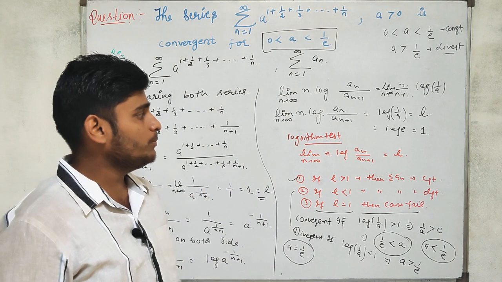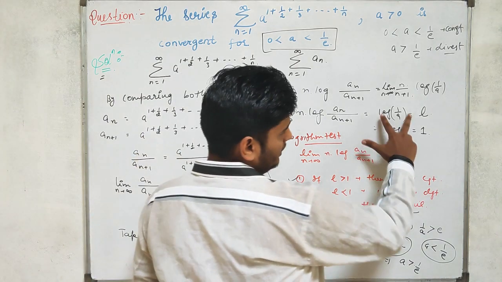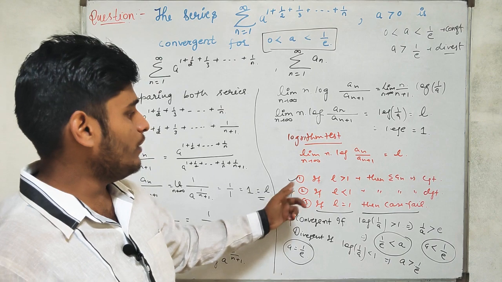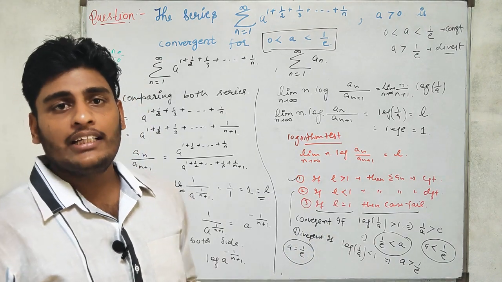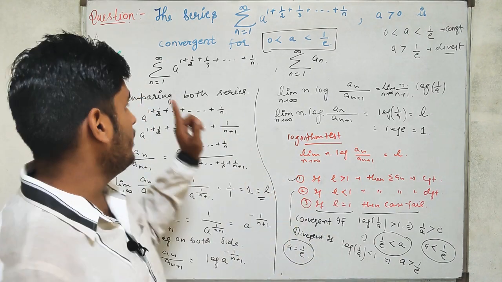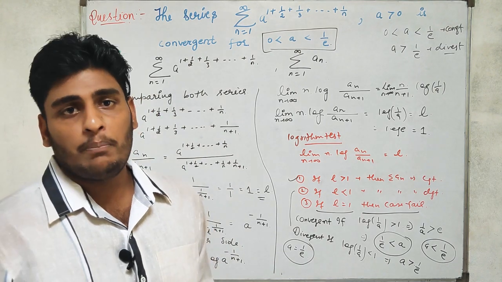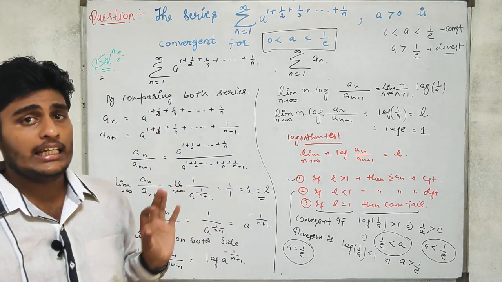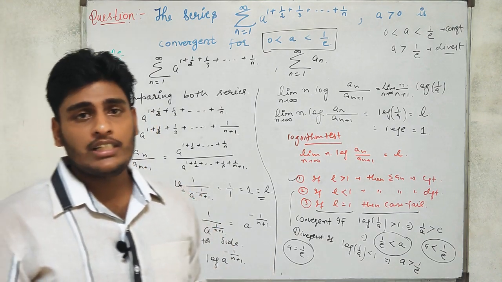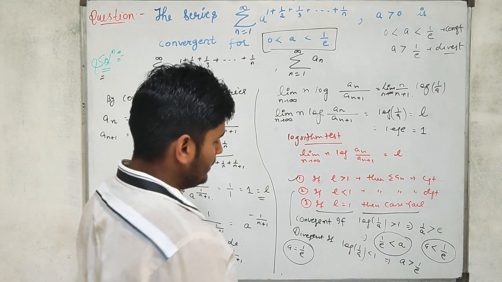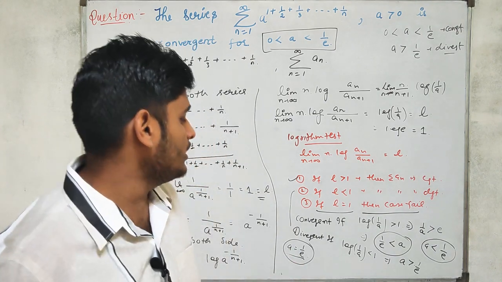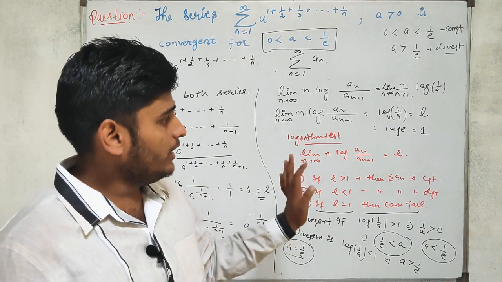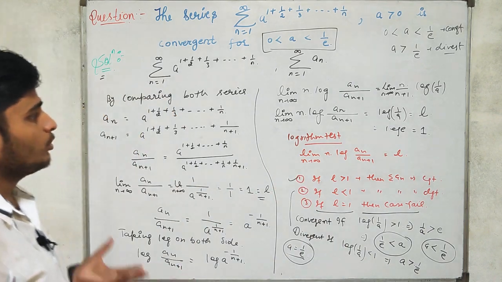By applying the logarithmic test, we find the value of L is equal to log of 1 by A. Applying all the cases, if L is greater than 1, we find the condition on A such that the given positive term series is convergent. Applying the second and third cases, we find the condition on A such that the series is divergent. And lastly, if A is exactly equal to 1 by e, then the logarithmic test also fails here. So we go to the Gauss test.